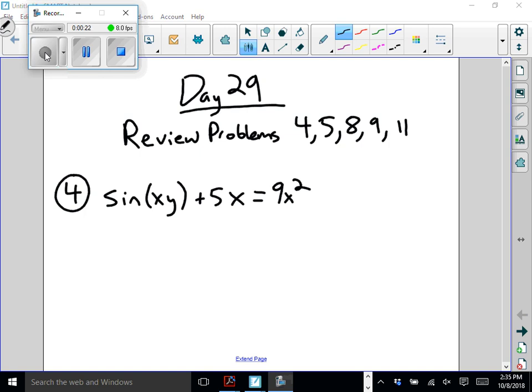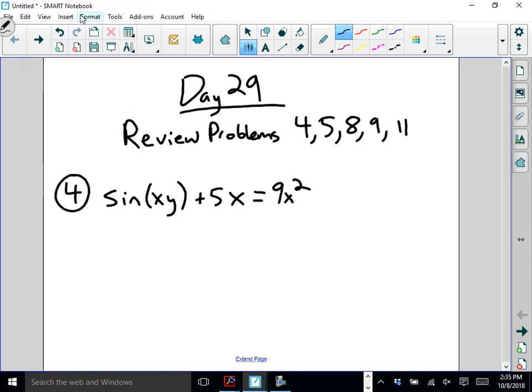It says sine of xy plus 5x equals 9x squared. And our goal here is we want to find dy dx. Looking at this thing, the 5x and the 9x squared aren't going to give me any problems. The problems are going to come from this sine xy. So I see a function xy within another function sine. So I know I'm going to need the chain rule. But I'm also going to need to use the product rule for the derivative of xy.